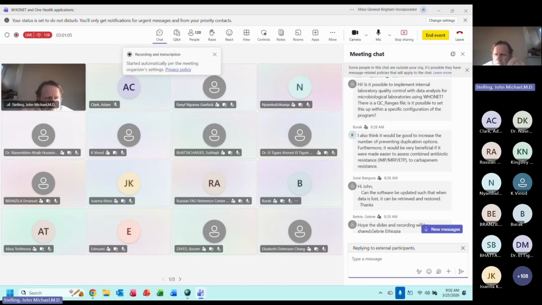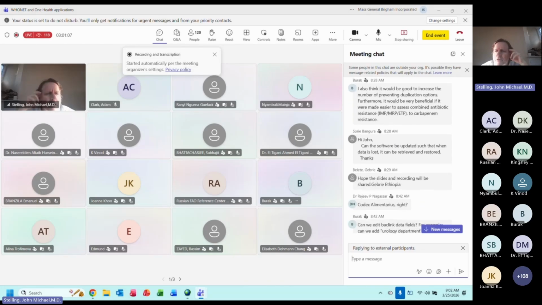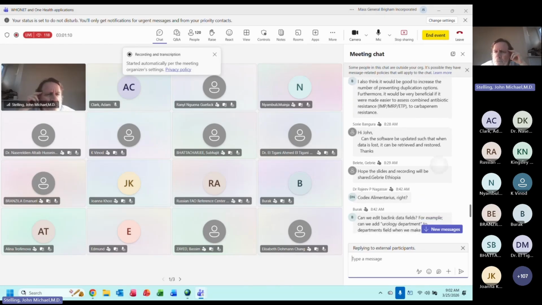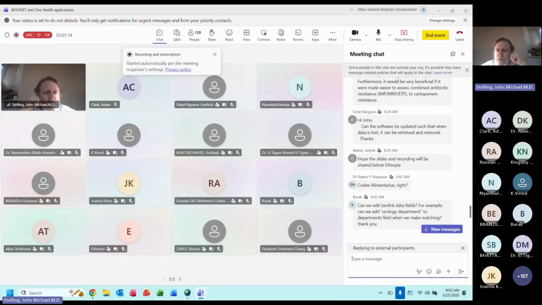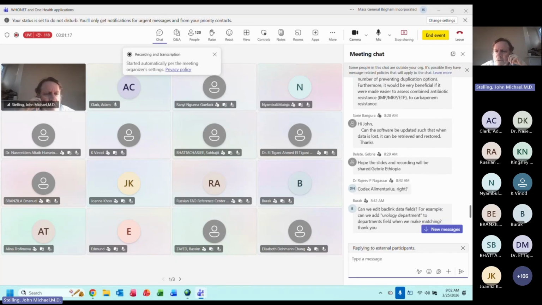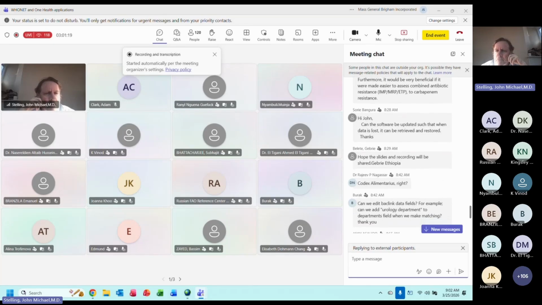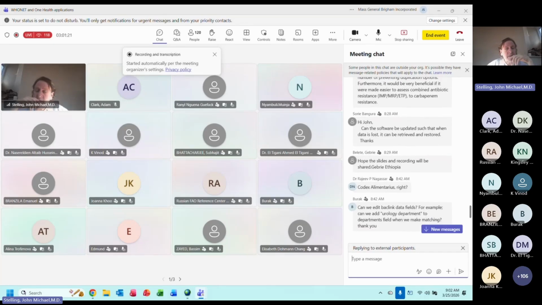Okay, the next question. I was thinking it'd be good to increase the number of preventing duplication options. Furthermore, it would be beneficial if it were made easier to assess combined antibiotic resistance, imipenem for carbapenem resistance. So WHONET does allow things like that. For example, you can say, show me isolates that are resistant to imipenem or meropenem or ertapenem. So WHONET does have features that can do that. WHONET has a lot of features that can do that. And if you write to WISH, we can give you guidance.